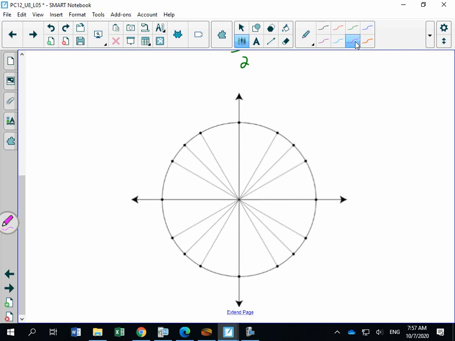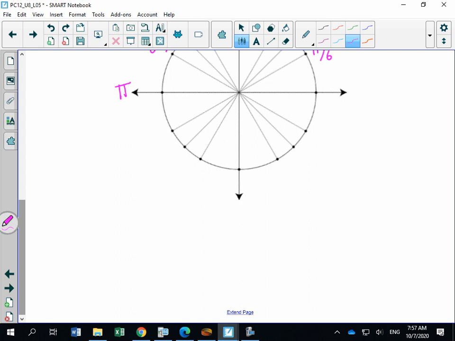So if I was dealing with over 6, let's do our counting system. So this is pi over 6, 2 pi over 6, 3 pi over 6, which is pi over 2, 4 pi over 6, 5 pi over 6, 6 pi over 6, which is pi, down here, 7 pi over 6, 8 pi over 6, 9 pi over 6, which is 3 pi over 2, 10 pi over 6, so we're going to have to reduce some of these, 11 pi over 6, and 12 pi over 6, which is 2 pi.